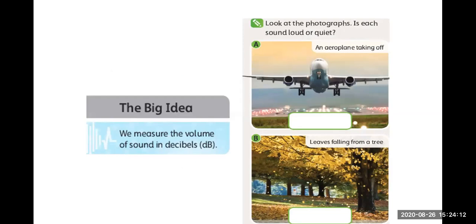Okay, look here. Let's talk about loud or quiet sounds. When an airplane is taking off, there will be a loud sound. But when leaves fall down from a tree, maybe you cannot hear it because it is quiet. How will we measure the sound? We measure the volume of sound in decibels, written with a small d and a big B. This is the unit.